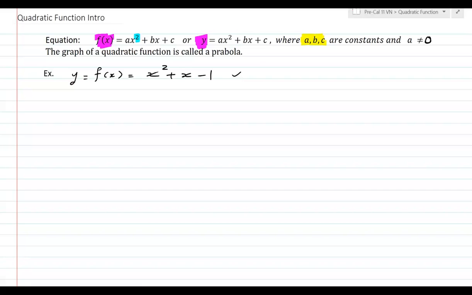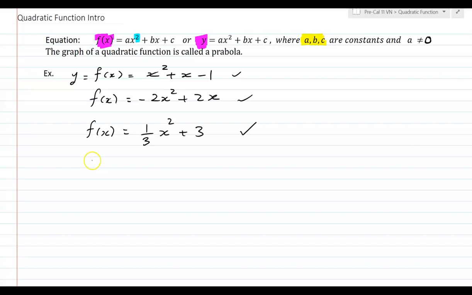Okay, let's look at this one: f of x equals negative 2x squared plus 2x. It doesn't have a constant term. The coefficient is negative. That's okay, there's nothing wrong with that. That's a quadratic. And let's look at f of x equals 1/3 x squared plus 3. It doesn't have a middle term, the linear term bx, but it has a constant. That's okay as well.